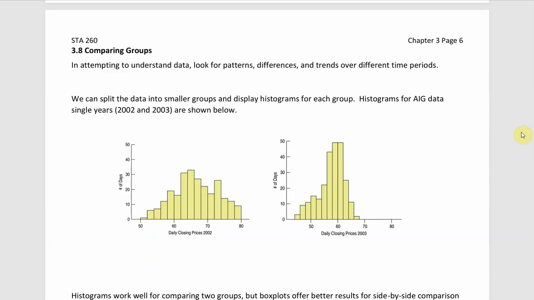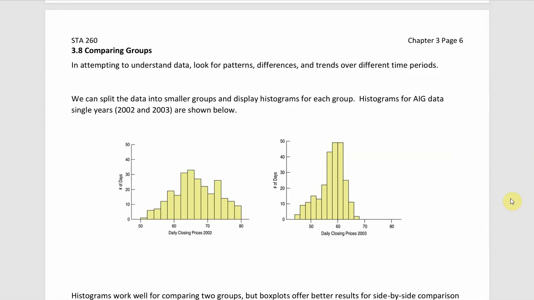The next section is about how to compare groups. And this first part is essentially saying you could do it with a histogram if you wanted to. It may be tougher to do side-by-side comparisons that way just because histograms are so big. But you could, right? If you look at these two histograms, you have one for 2002, one for 2003. And then you can see, well, those shapes, maybe they're a little bit different, right?